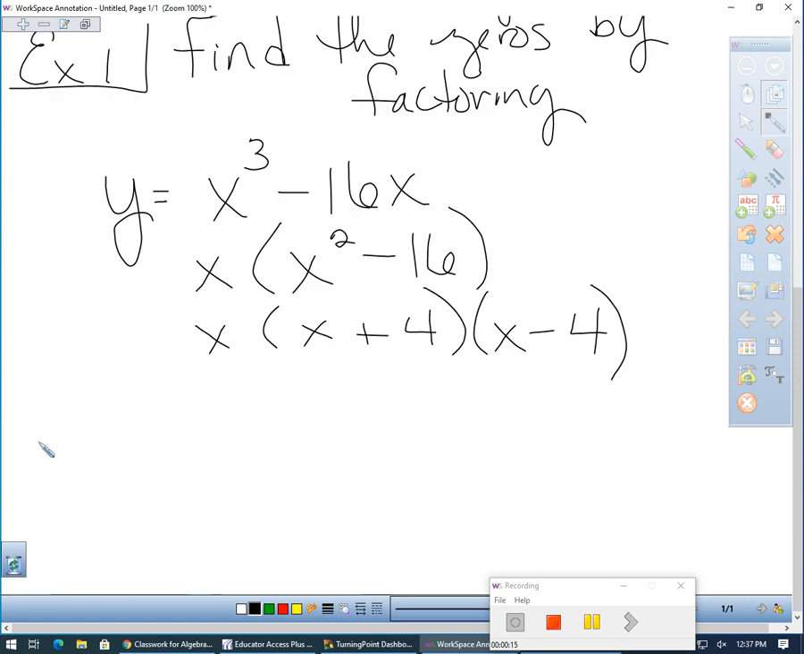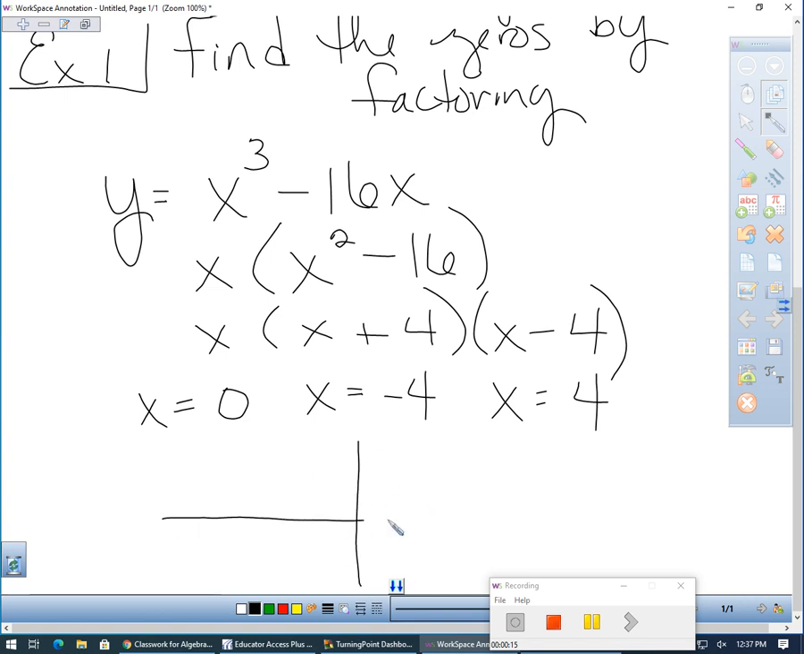All right. Now if we set each of those factors with an x in it equal to 0, we get x equals 0, x equals negative 4, and x equals positive 4. Those are the 3 places where this crosses the x-axis. So let's mark those on an x-axis for a second here. So it's going to cross here at 0, and at negative 4 on the left, and positive 4 on the right. It's going to cross through that many times.